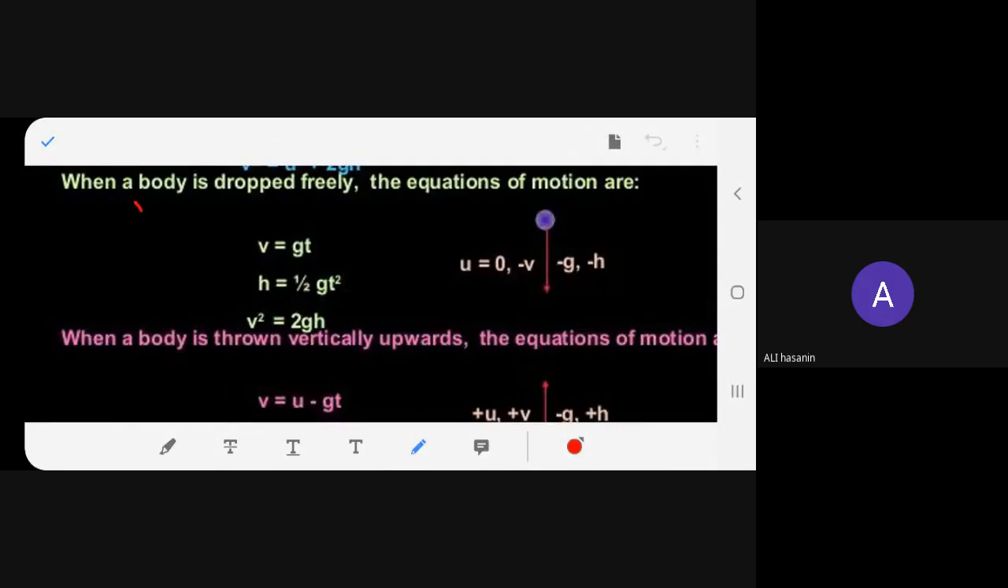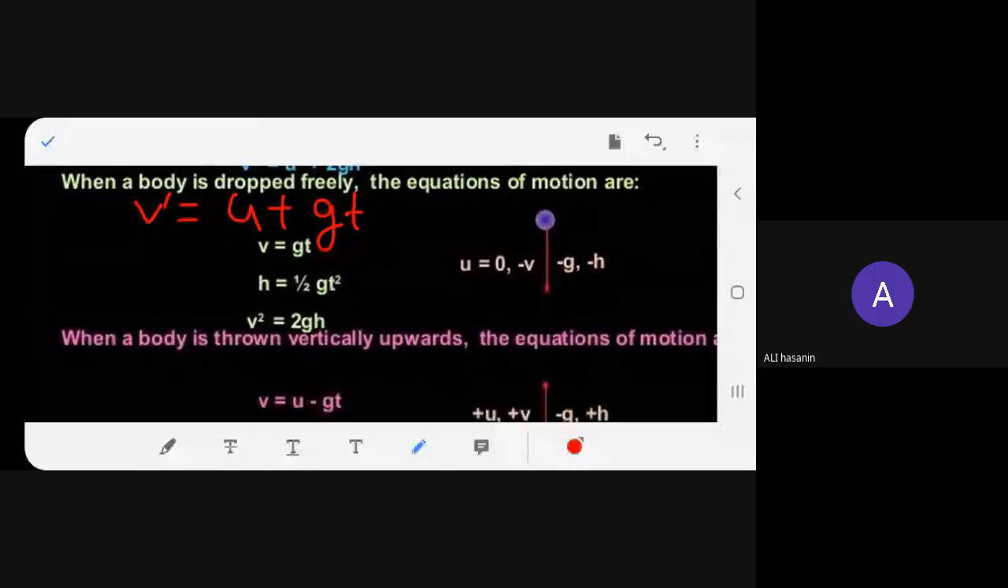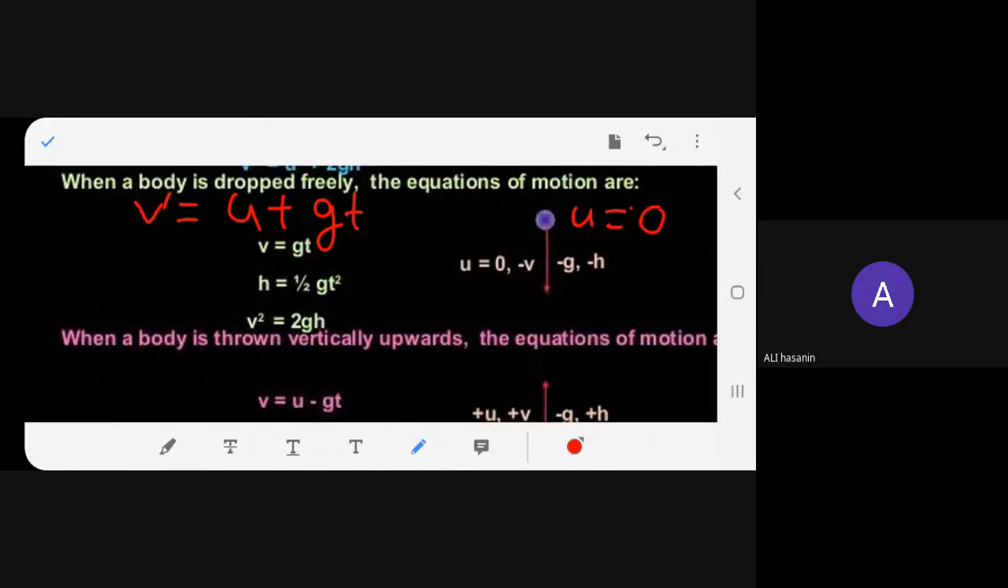What is the formula? Okay, just be with me. What is the first equation of motion? v is equal to u plus gt. Yes or no? Yes, ma'am. Okay. Now the body is dropped freely. That means the body is over here, I'm holding it. So what is u? I'm holding the ball. So what is the initial velocity? It is zero, at the state of rest. It's not moving. So u becomes zero, right?